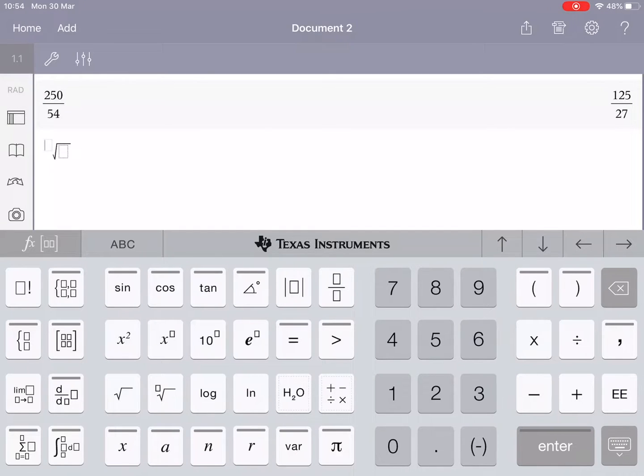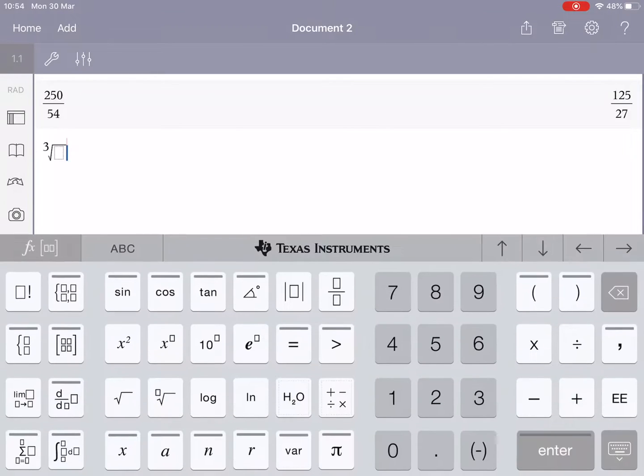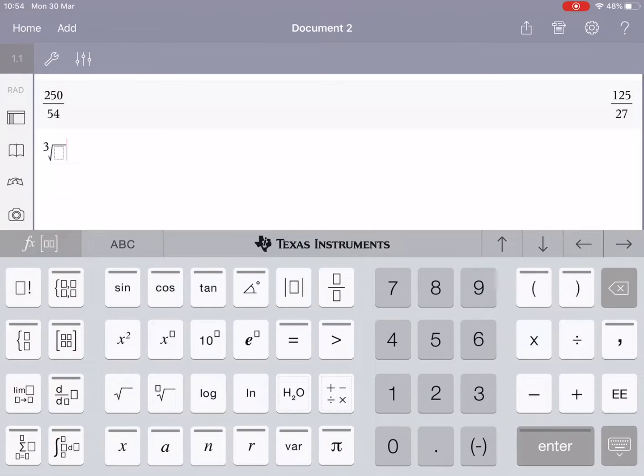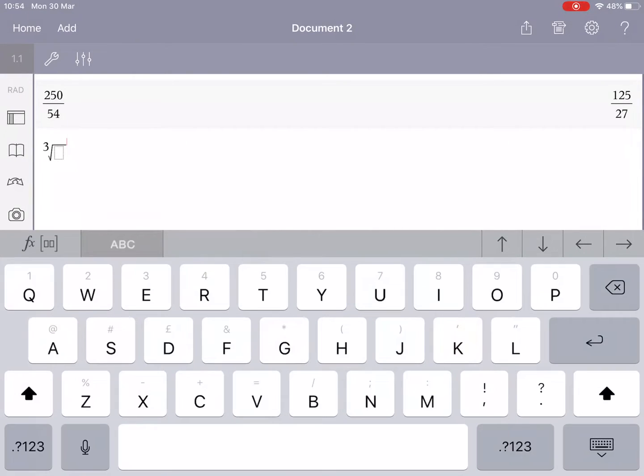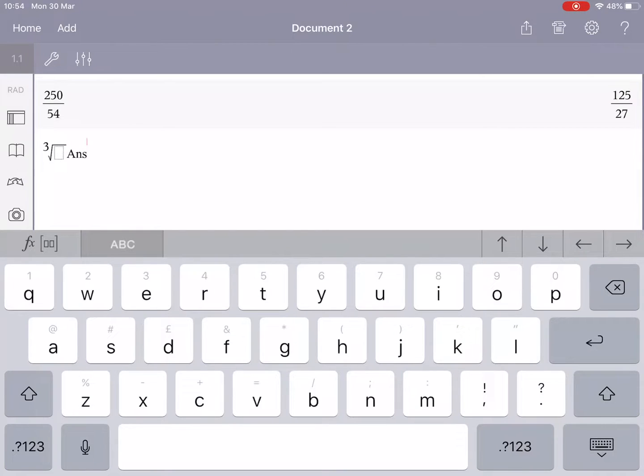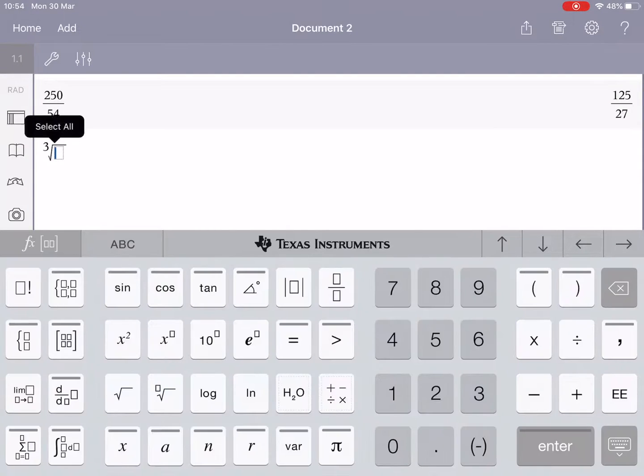Now we want to do the cube root. So that's going to be this button right here. Cube root of the answer. So answer on this keyboard is, I don't see it. This is where if you guys were here, you would say, oh, it's right there. ABC. Let's see if I can just type in answer. Yep.